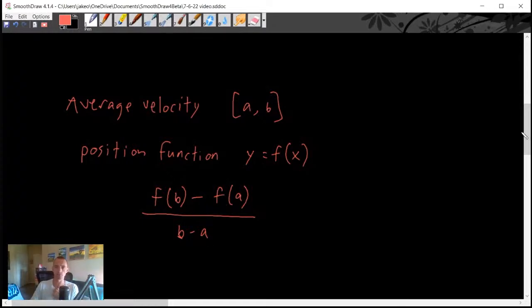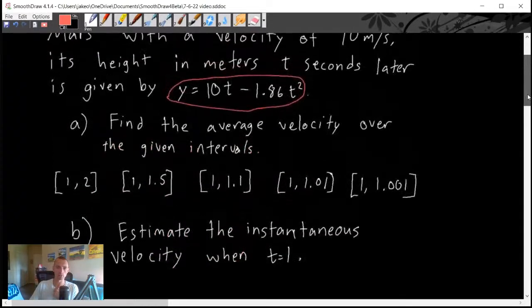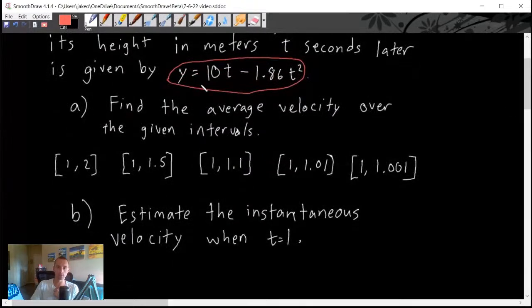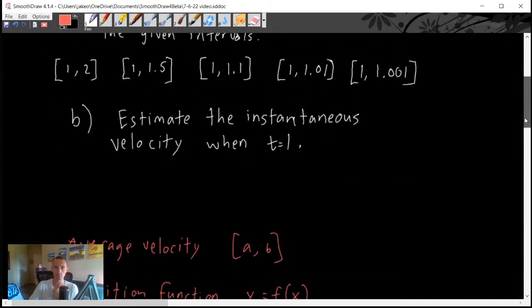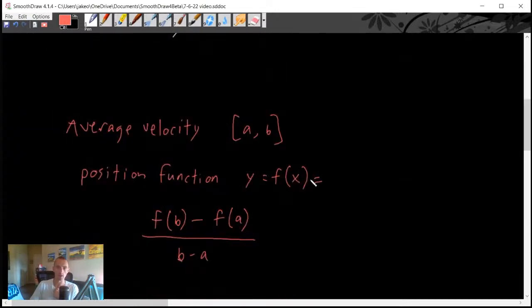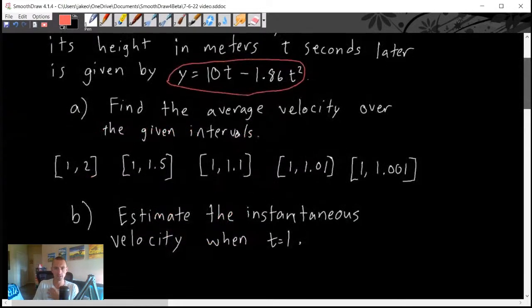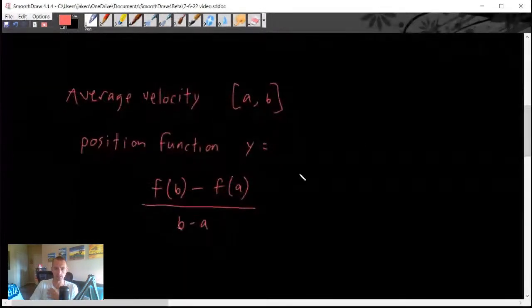So we're just going to use this formula now. And what we're going to do is use this as our position function, y equals 10t minus 1.86t squared. So in this case, we have a function f of t instead of f of x, but the way you do it is exactly the same. We have y equals 10t minus 1.86t squared.